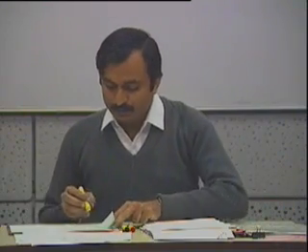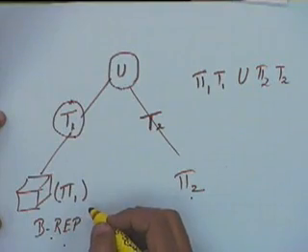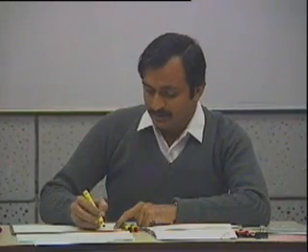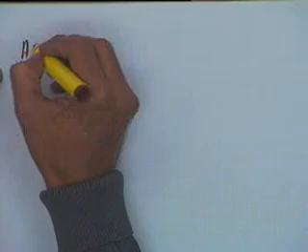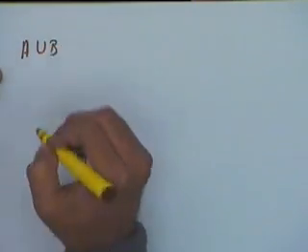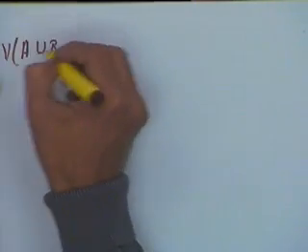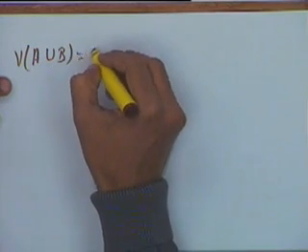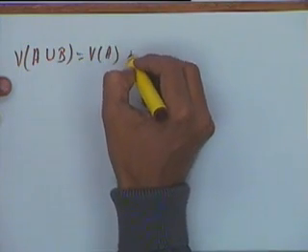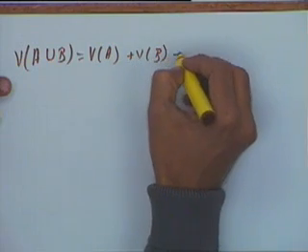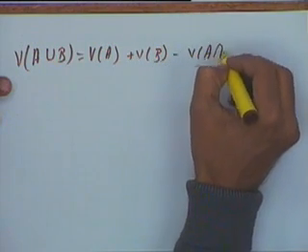Now let us see, if I want to compute the volume of an object, how can we compute the volume of an object represented in this manner. For instance, as I said, if I have A union B, I want to find the volume of this. This will be volume of A plus volume of B minus volume of A intersection B.